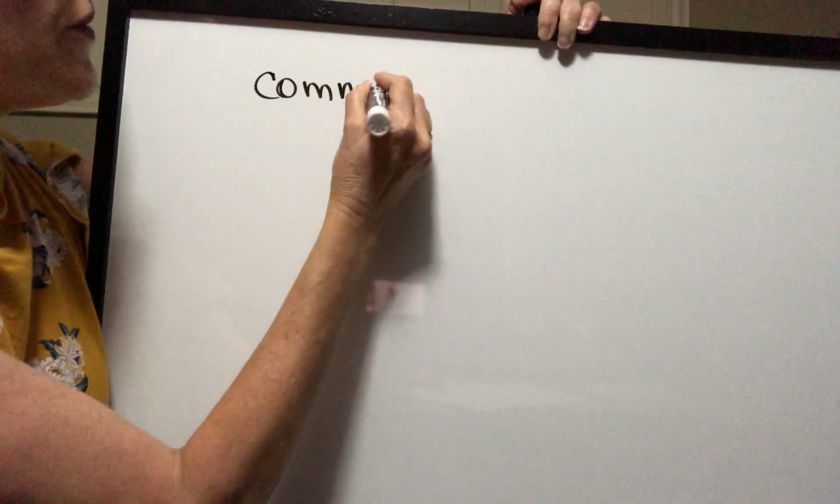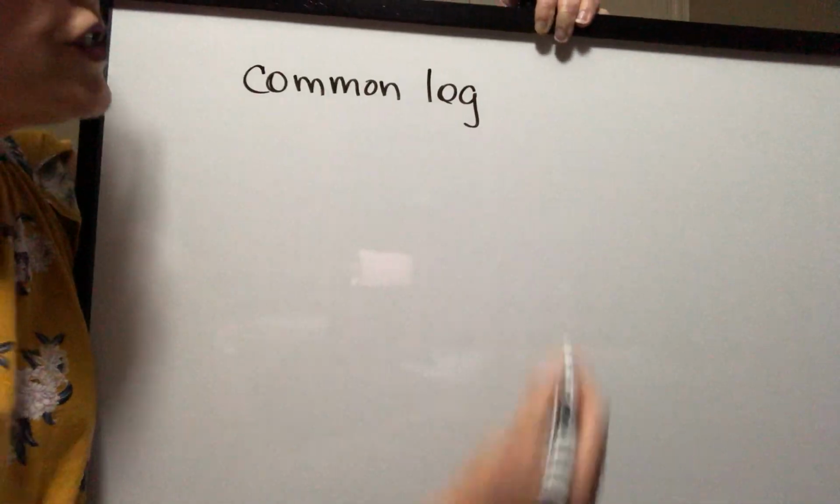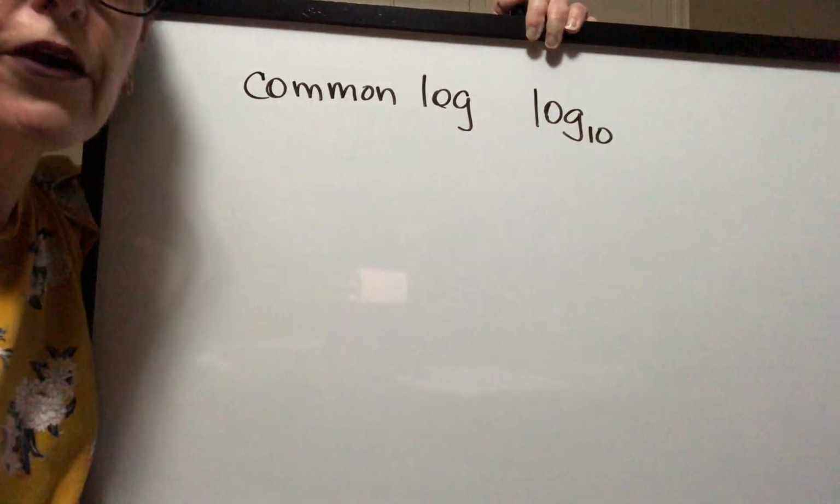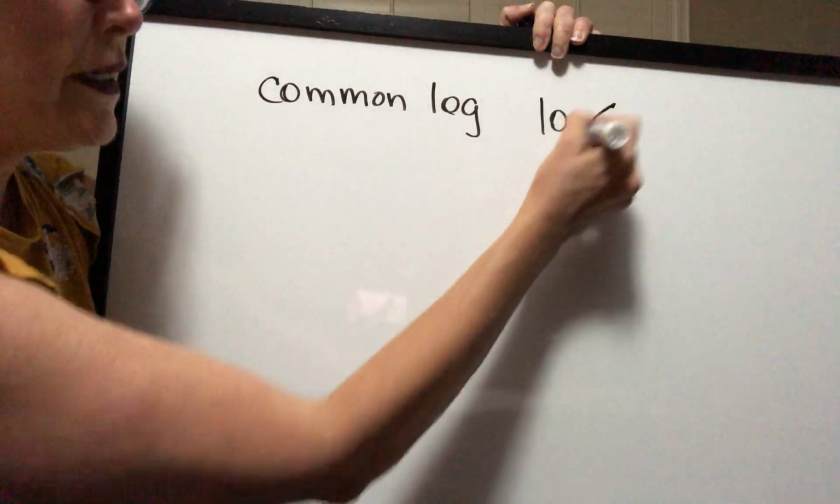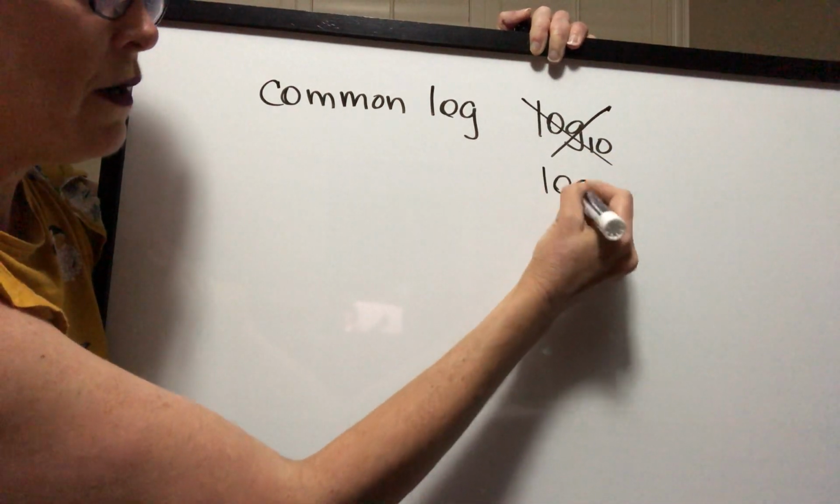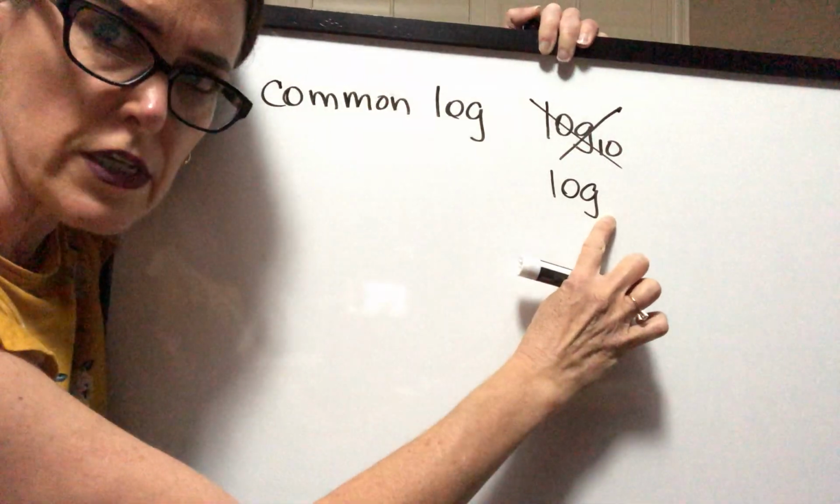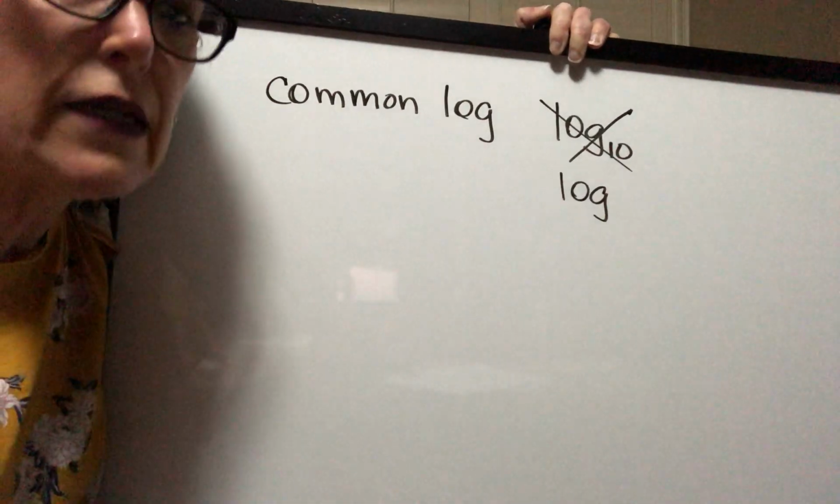There are 2 special types of logs that we're going to look at. One is called a common log. A common log has a base of 10. You will never see a logarithm with a little 10 there as the base. That's not how it's shown. All you will see is just the word log with nothing written for the base. So in the future, if you ever see a log with no base, you'll need to know that that is a base of 10.